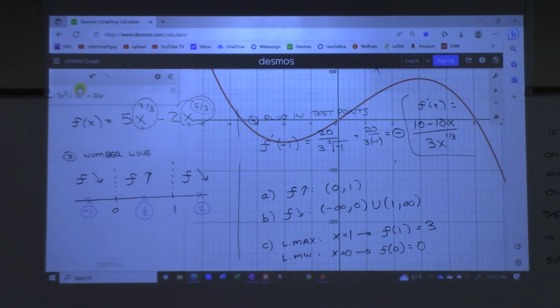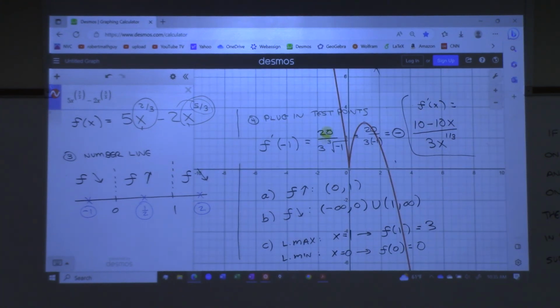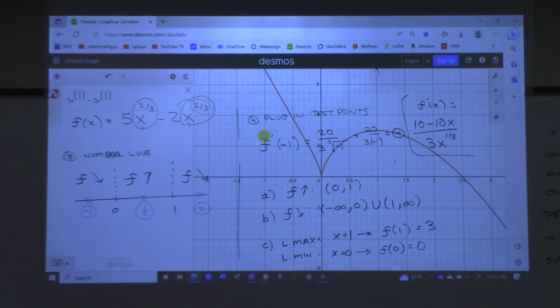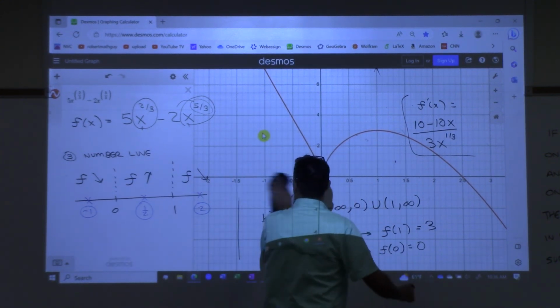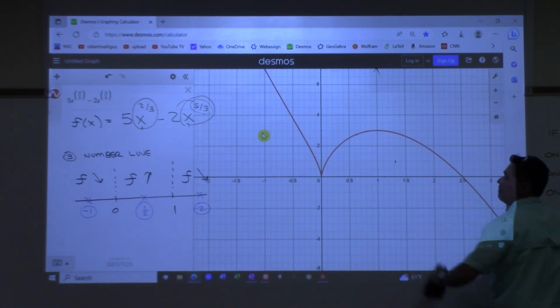I'm curious to see how Desmos handles this. Sometimes it has problems with these rational exponents. So the original function was x to the 2/3, and then minus 2x raised to the 5/3. Oh, it did pretty good. Okay, let me go to a standard graph here. There's the graph. You have a cusp. Exactly. You'll see it. There's the graph of the function.